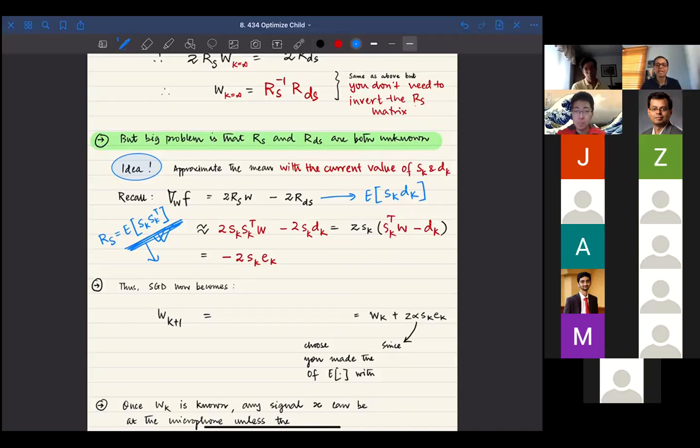Because I don't know what dk is, I'm again going to approximate that by this. Okay. And now I'm going to run. So this is an approximation. But the good thing about that is, if I do this approximation, then 2sk comes out, and inside the bracket, it becomes sk tau w minus dk. And guess what that is? That is your ek.